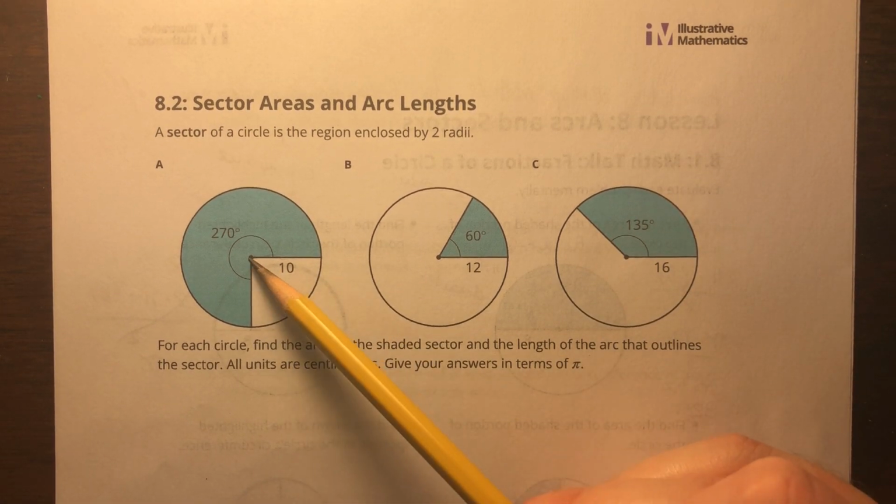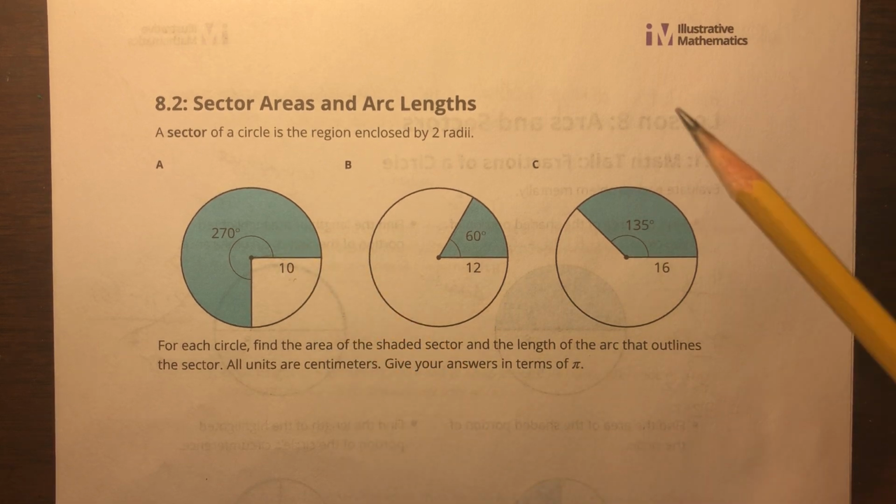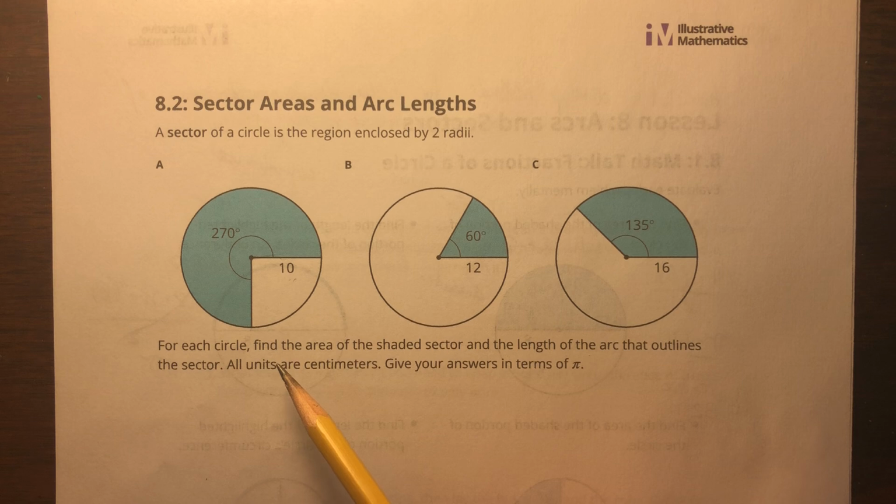Really, anytime you draw two radii in a circle, you're always going to end up with two sectors. For each circle, find the area of the shaded sector and the length of the arc that outlines that sector. All units are in centimeters. Give your answer in terms of pi.